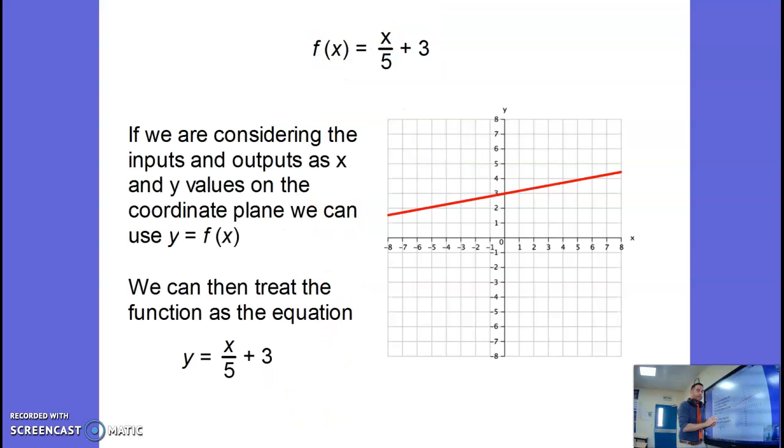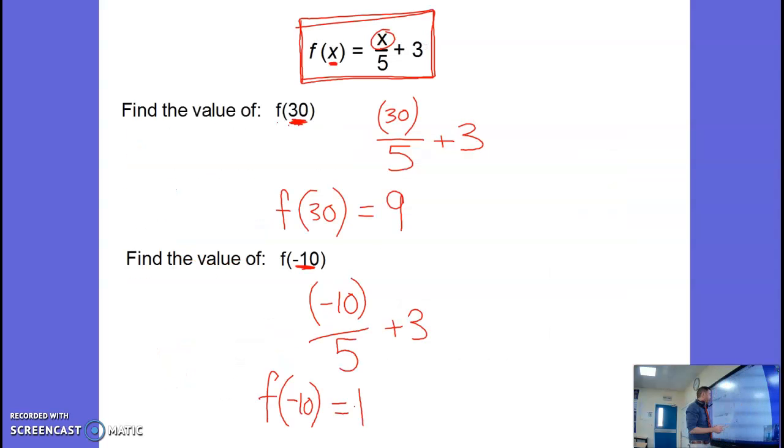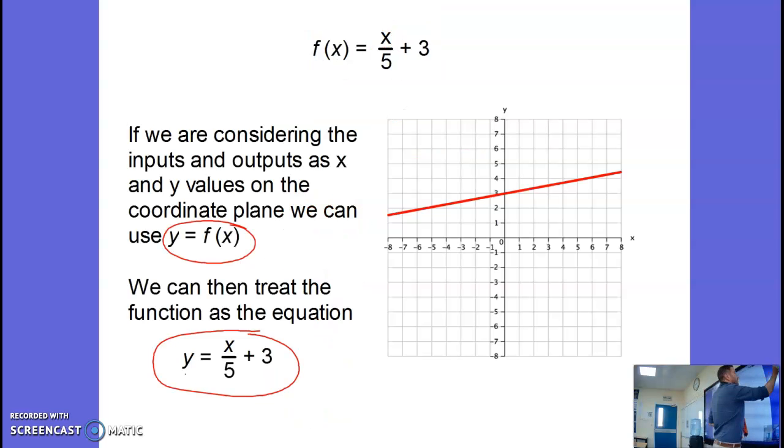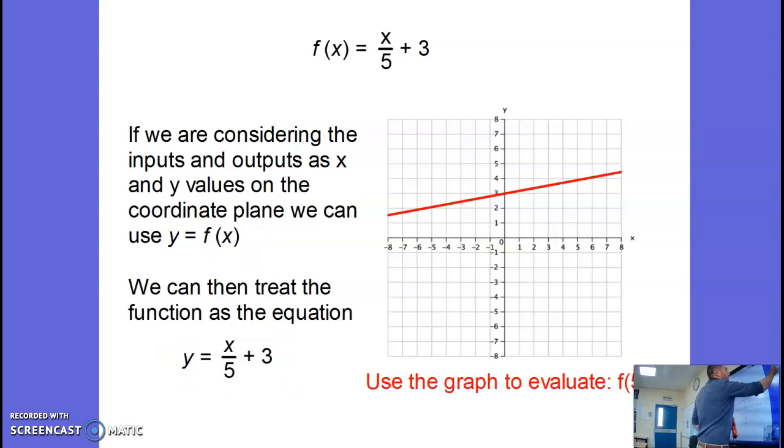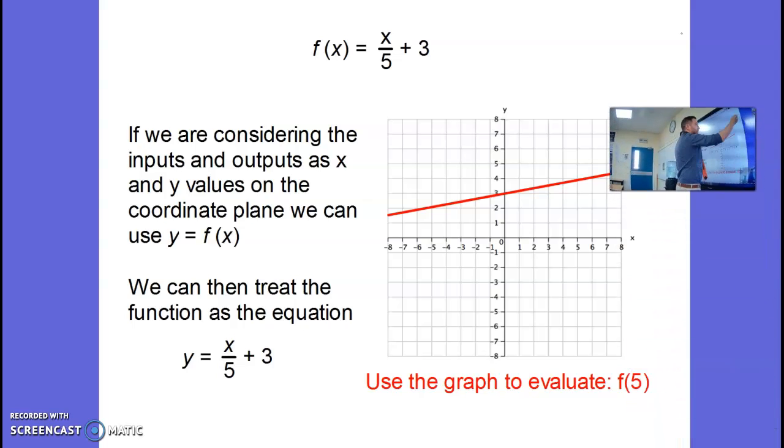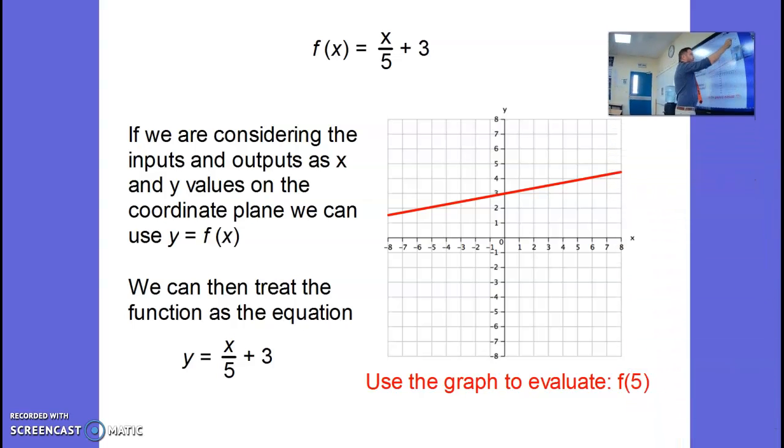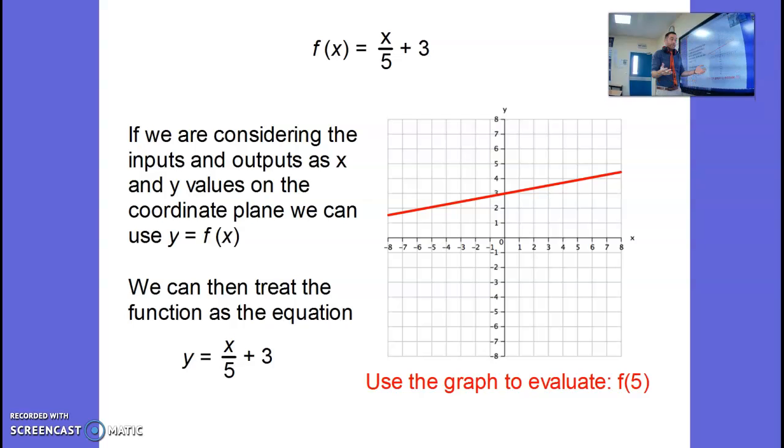Let's go back to that coordinate grid then, and let's actually see that line plotted. So there is y equals f of x, which is basically the same thing as saying y equals x over 5 plus 3. Now, we've just been evaluating when we are given the input here and using the function. We can also use the graph. So if we've got a graph drawn for us, we could answer the question down here. Use the graph to evaluate or find the value of f of 5.